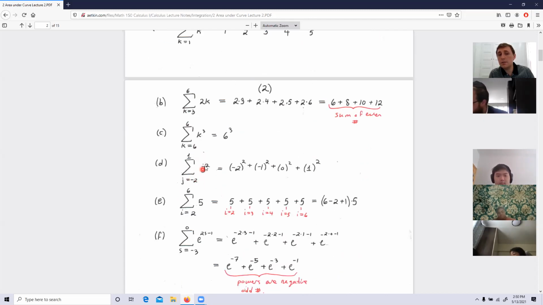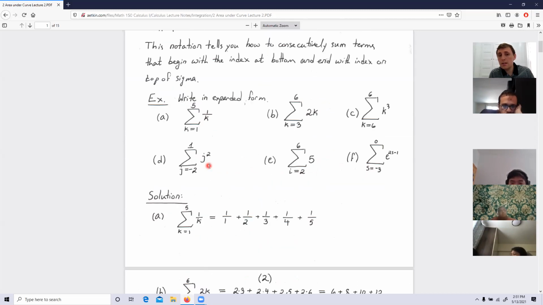Now here I start with j squared, where j is minus 2, and it has to reach 1. So that means minus 2 squared plus minus 1 squared plus 0 squared plus 1 squared. I just begin with this number, and I upgrade by 1 until I get to this number, and I use that expression. Yes? What do you think, guys, before I say it myself, what is this summation?